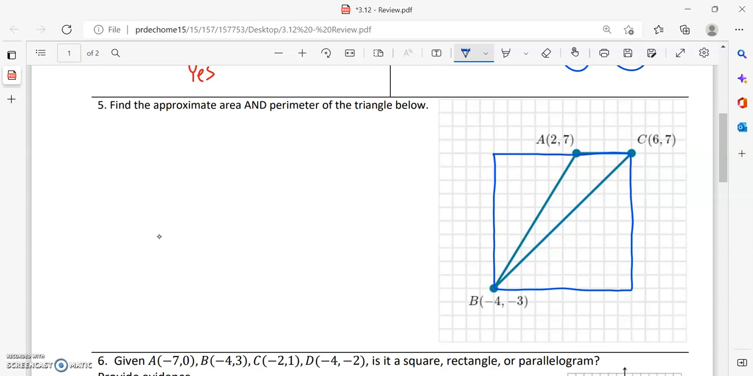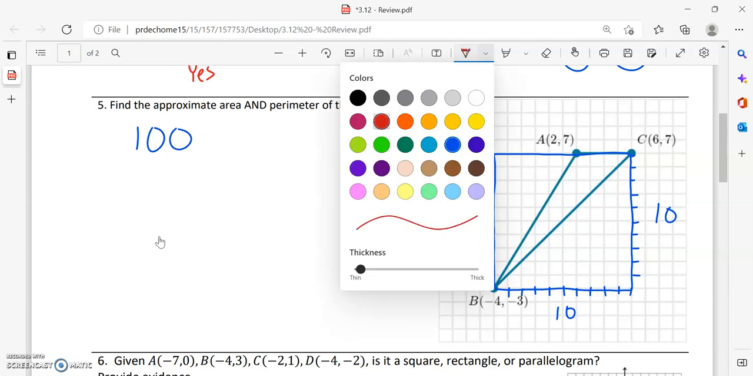Okay. First off, let's find the area of the box. So it's 1, 2, 3, 4, 5, 6, 7, 8, 9, 10 wide by 1, 2, 3, 4, 5, 6, 7, 8, 9, 10. So 10 times 10. That's the area of our box, which is 100. Now we're going to subtract some areas from it.